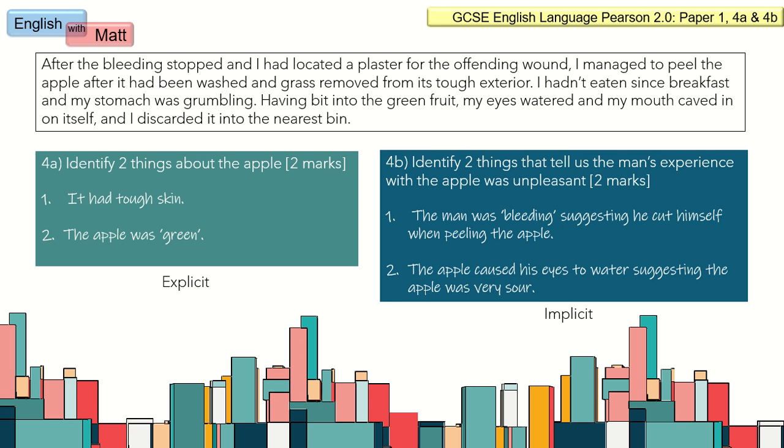The second thing that suggests that this man's experience with the apple was unpleasant is the fact that it tasted horrible. It was very, very sour, because we know that when you eat something and your eyes water or your mouth caves in, it suggests that the taste of the apple is far too sour for us to enjoy, and we spit it out and we throw it away. And that, again, the second point there, suggests that the man's experience with the apple was very unpleasant.